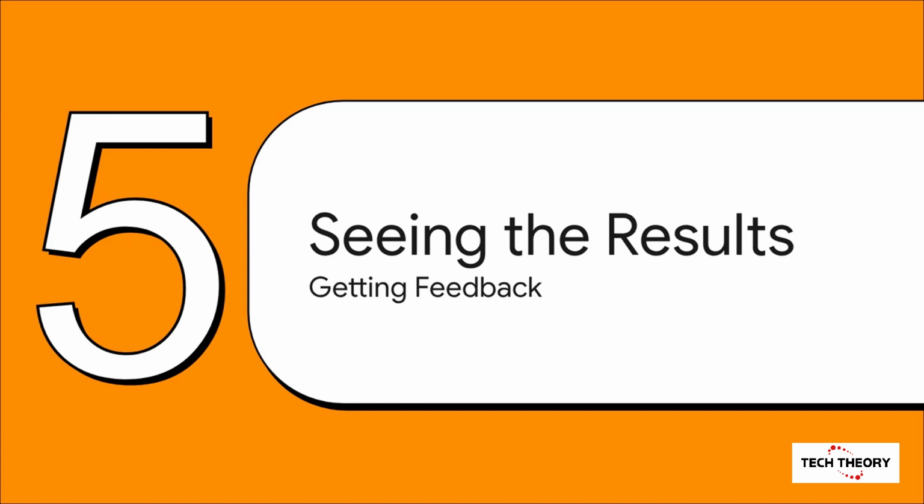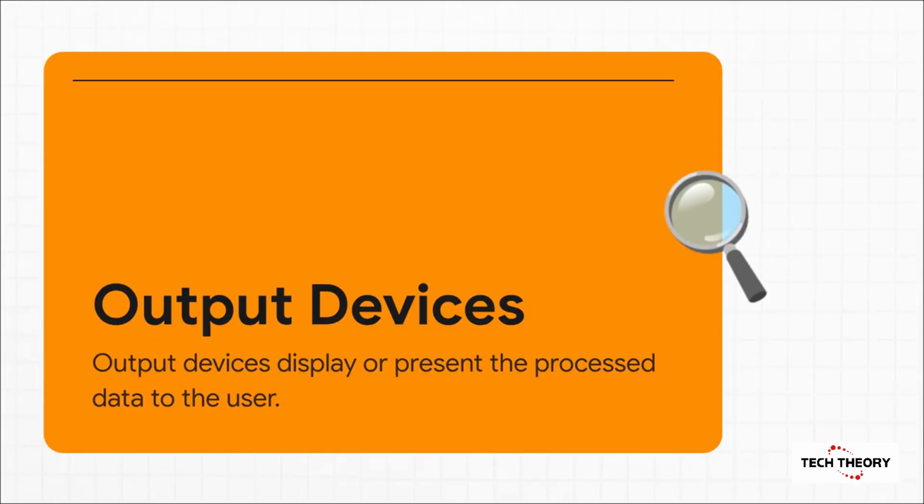Our command went in through the keyboard, got crunched by the CPU with a little help from RAM, but there's one massive step left. How do we even know any of this happened? We need to see the result. And this is where output devices come in. Their whole purpose in life is to take what the CPU did and turn it back into something we humans can actually understand, whether it's something we see, hear, or even hold.